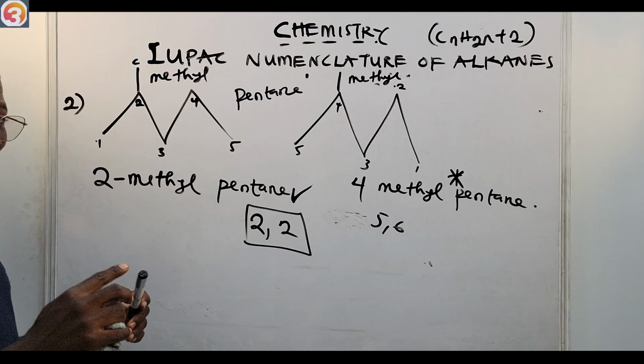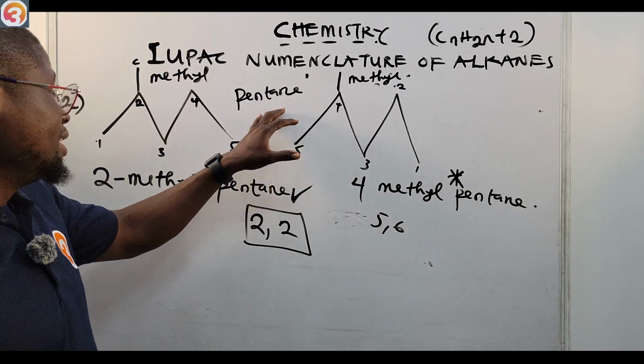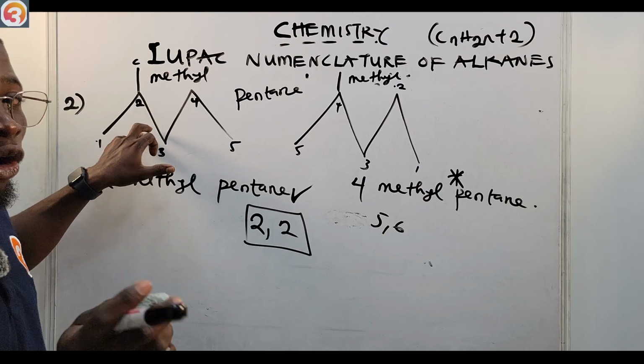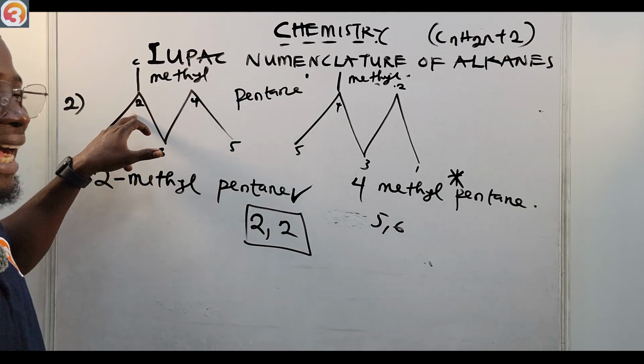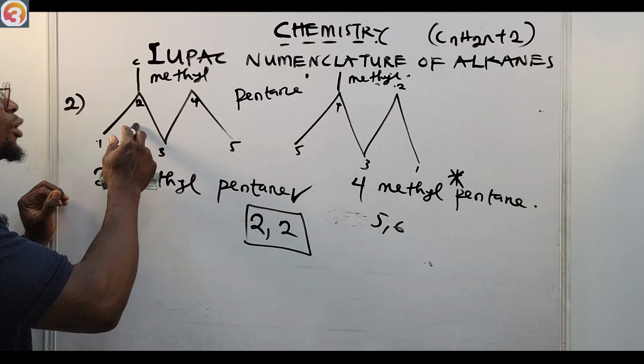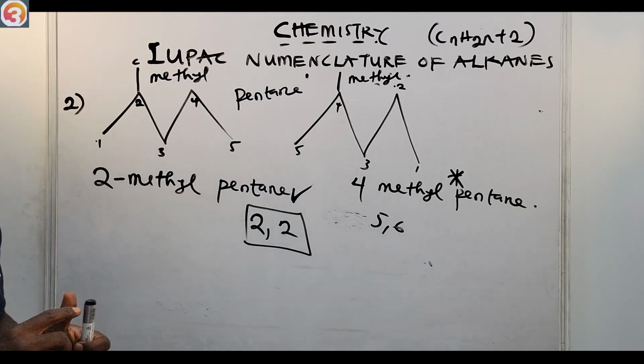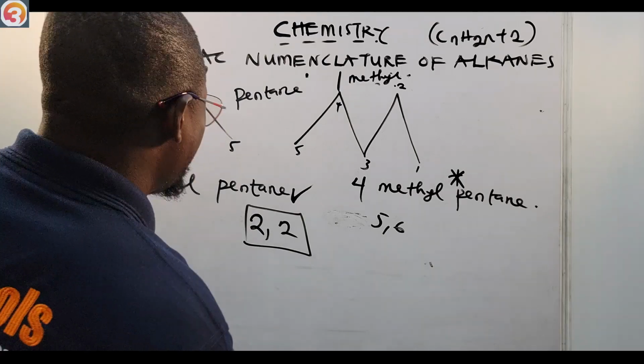Now let us recap. We identify the number of carbon atoms in the parent chain to be pentane. Then we identify the carbon on which the methyl group, or the alkyl group, has been attached. That tells us the number attached to the methyl group. So 2-methyl pentane. Very easy.